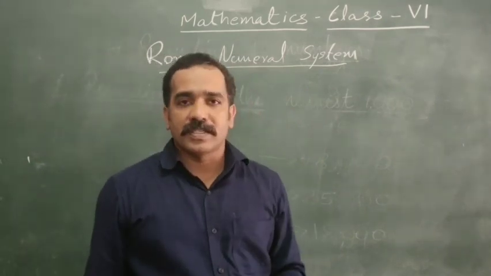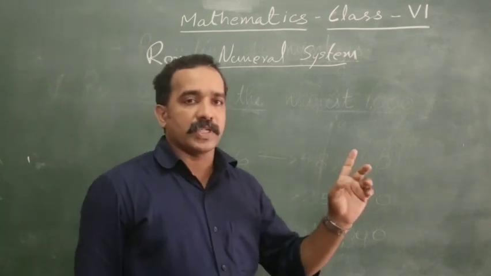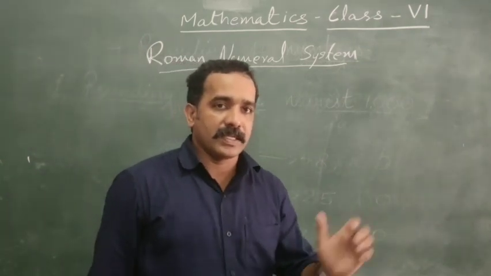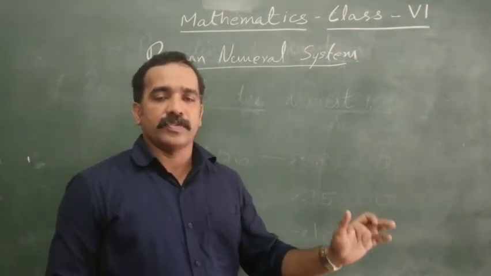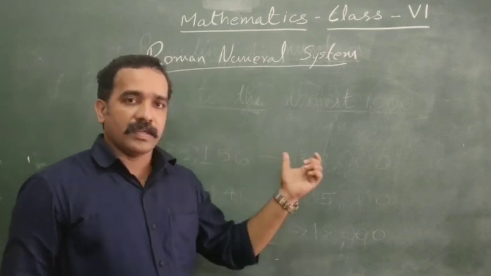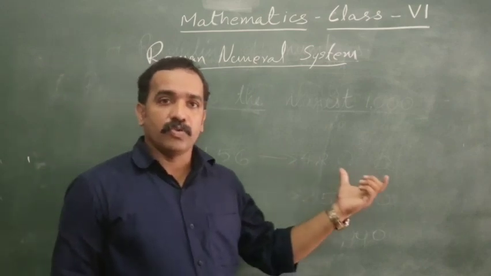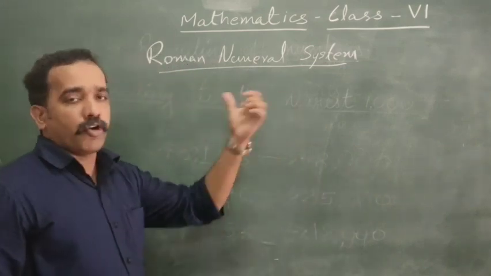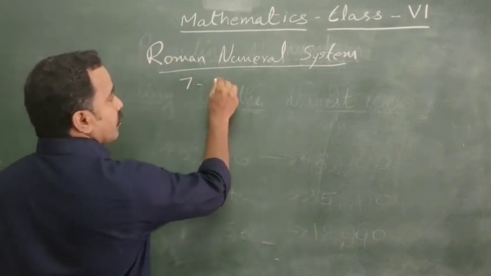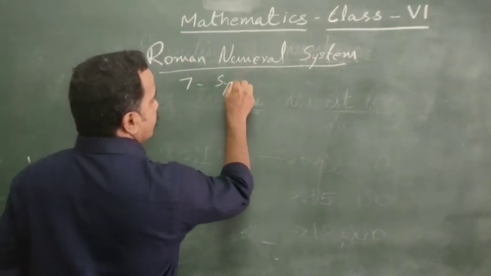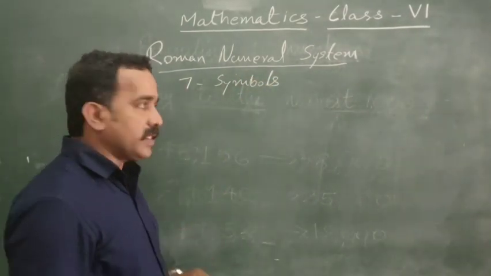In the Roman numeral system we are using 7 symbols. In the Hindu-Arabic numeral system we are using 10 symbols. What are the symbols? 0, 1, 2, 3, 4, 5, 6, 7, 8, 9. Those are the 10 symbols which we use in the Hindu-Arabic numeral system. But in the Roman numeral system there are only 7 symbols. You know those 7 symbols.